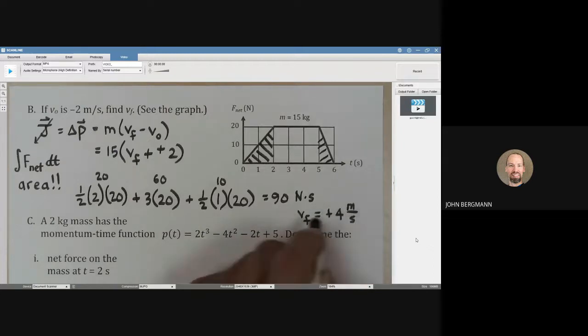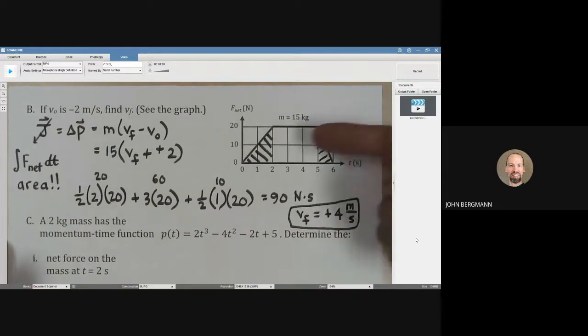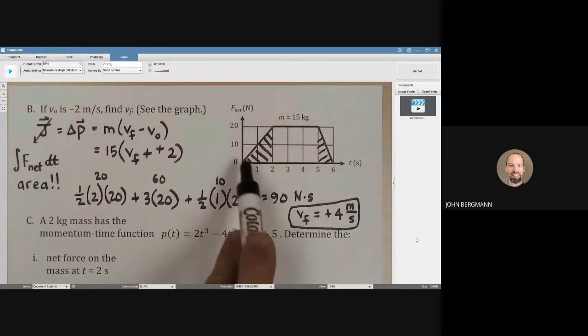per second. So it looks to me like the object has changed direction when we've been applying this force to it. You see, the velocity was in the negative direction to start with, and the force is constantly being applied in the positive direction. You see that? Because these forces are all positive.